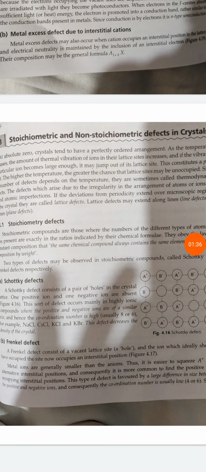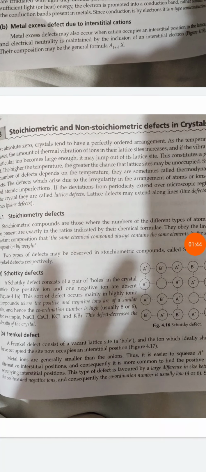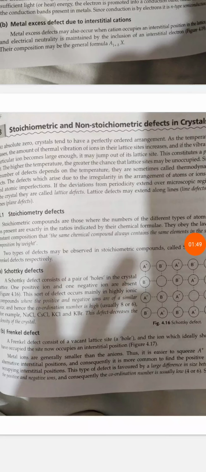And now the stoichiometric defects. Stoichiometric compounds are those where the number of different atoms or ions present are exactly in the ratios indicated by their chemical formula. They obey the law of constant composition, that the same chemical compound always contains the same elements in the same composition by weight.